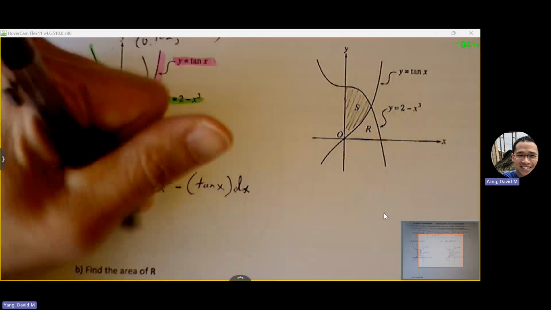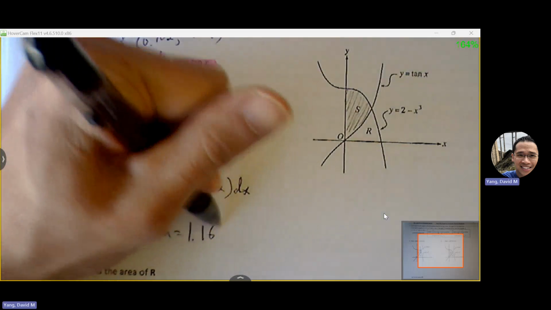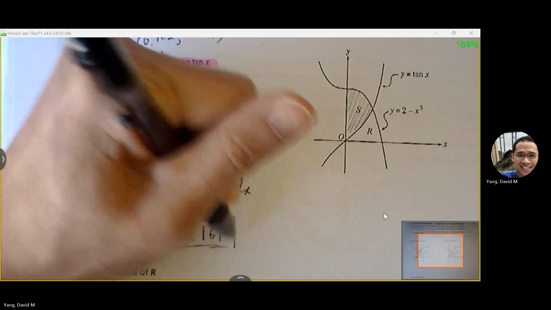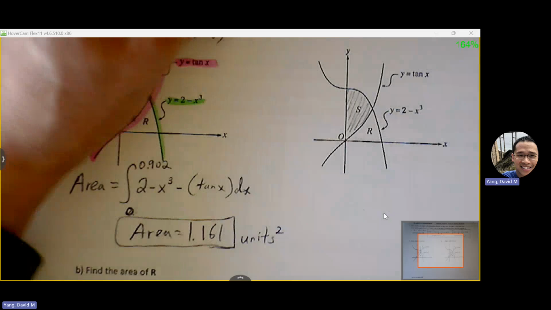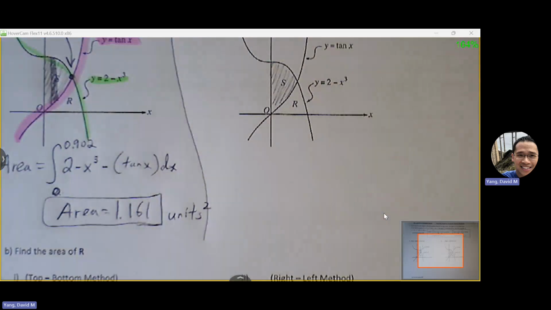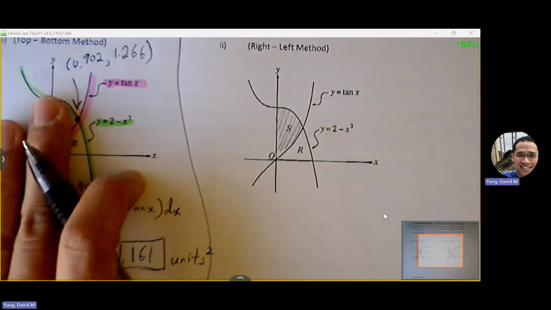Okay, so that's pretty straightforward, right? We're making the calculator do all the calculus for us. We just have to worry about the setup and the bounds. This is area, so we're just going to remind ourselves that we're dealing with area, so let's call it unit squared. Okay, any questions with part A or part one? All right, so this is easy, okay?